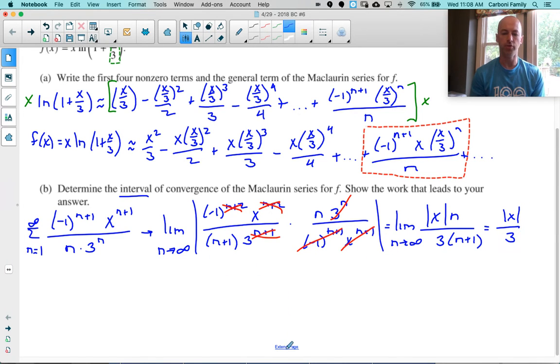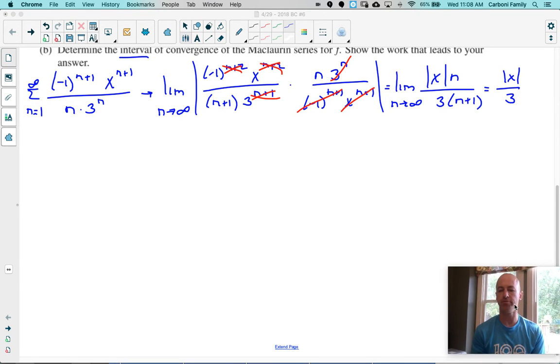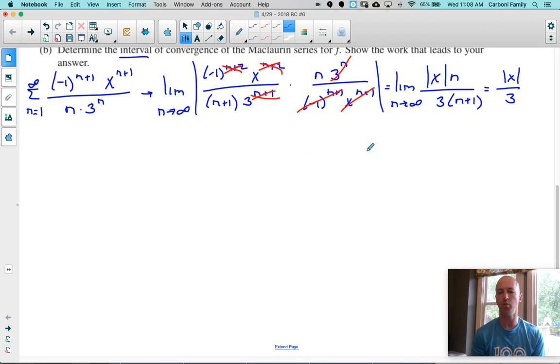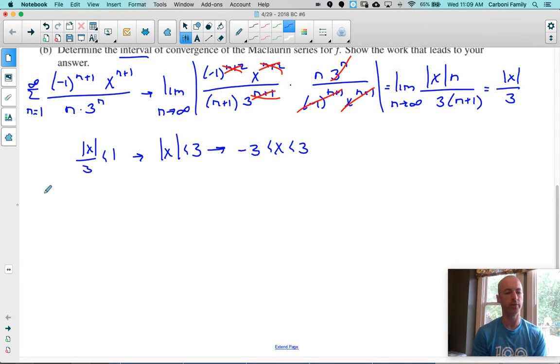And then to finish up with the ratio test, we need that answer to the limit to be less than 1. So I need absolute x over 3 to be less than 1, which would give me absolute x is less than 3. So there's my radius, which then gives me the interval, -3 to 3. And now we need to test each of those endpoints to determine whether we converge at the negative and positive 3. So I'm going to test x equals -3.